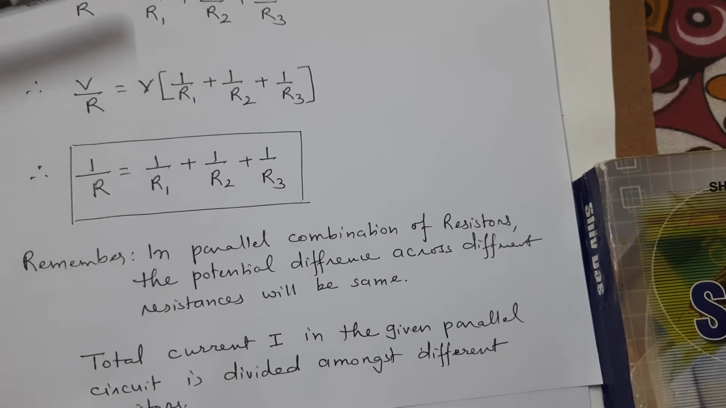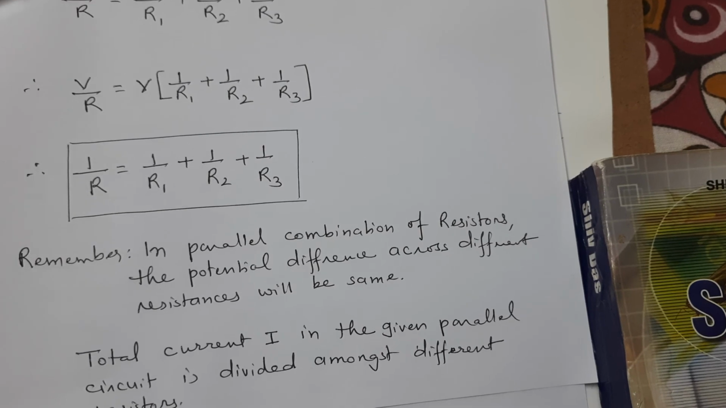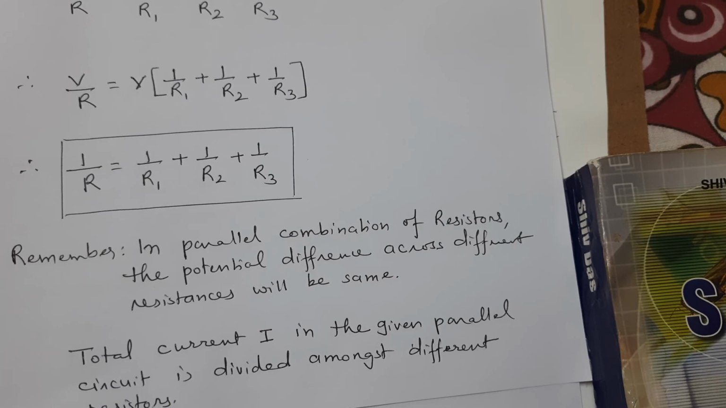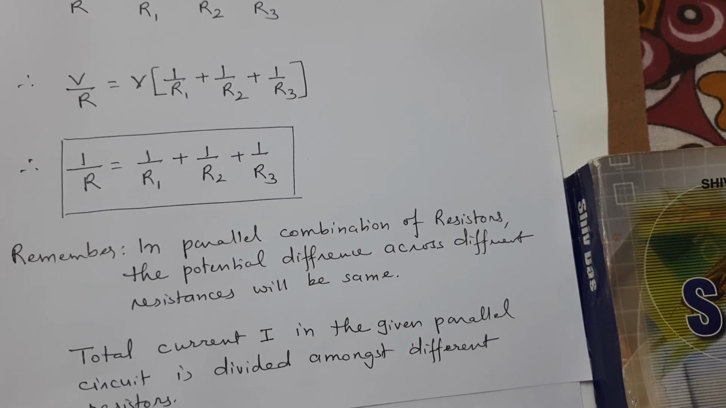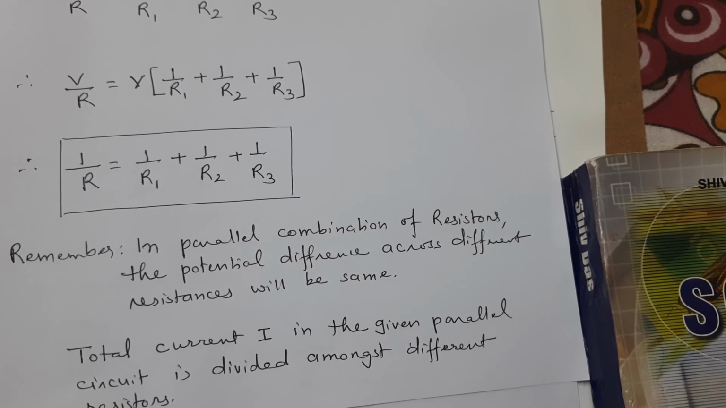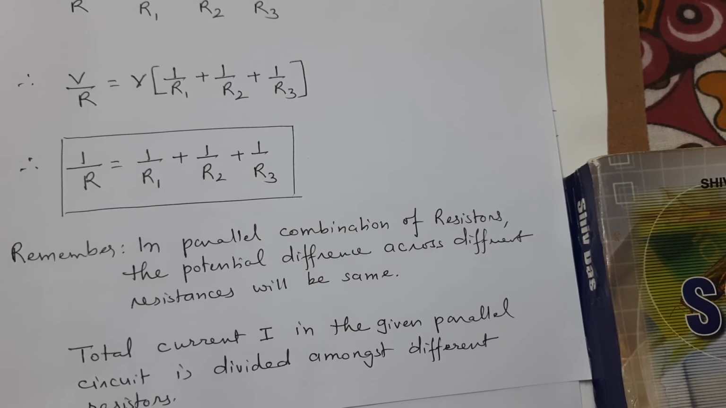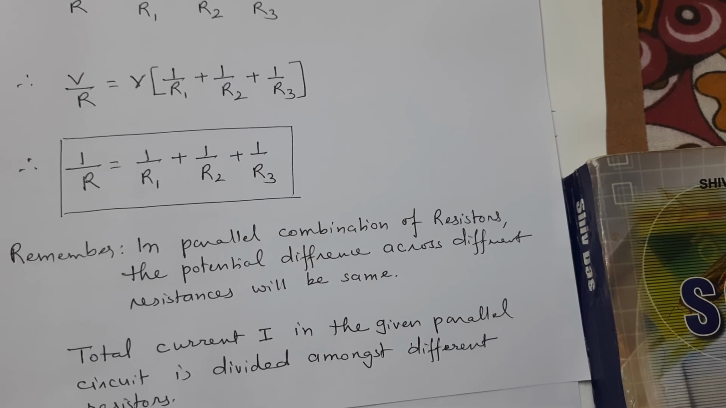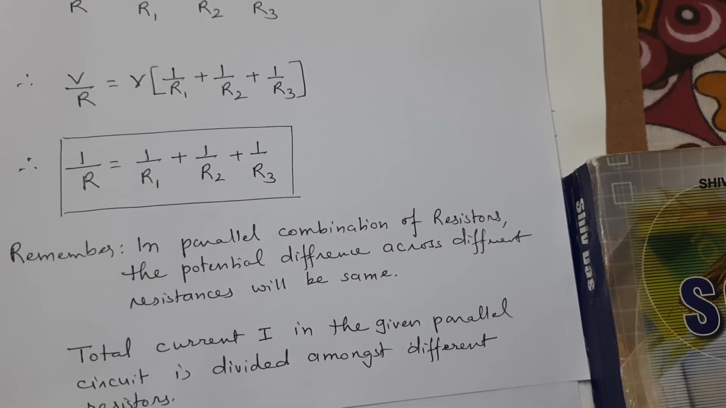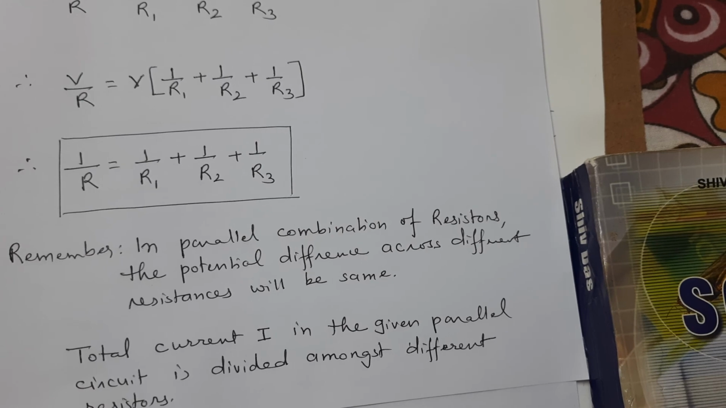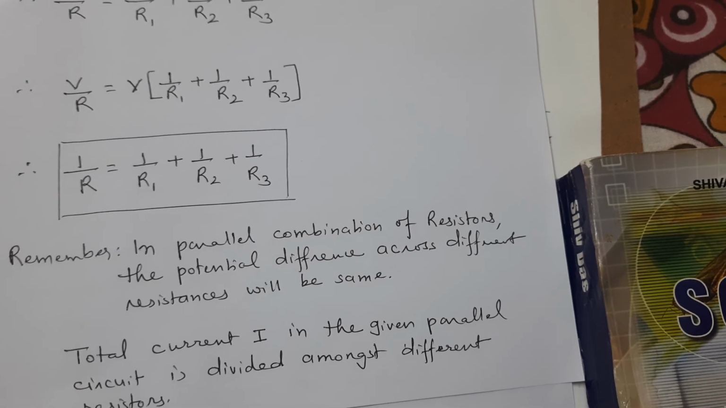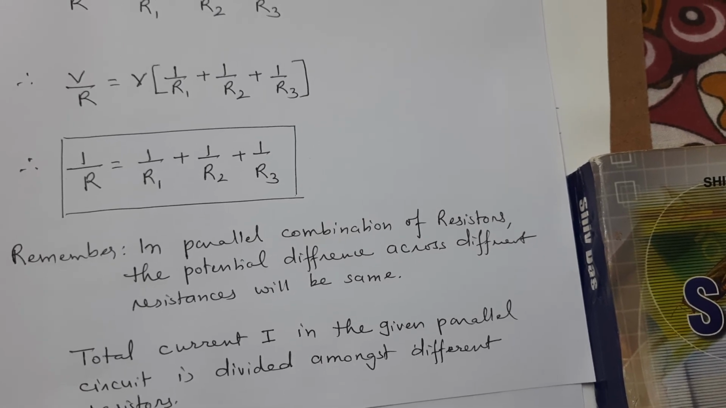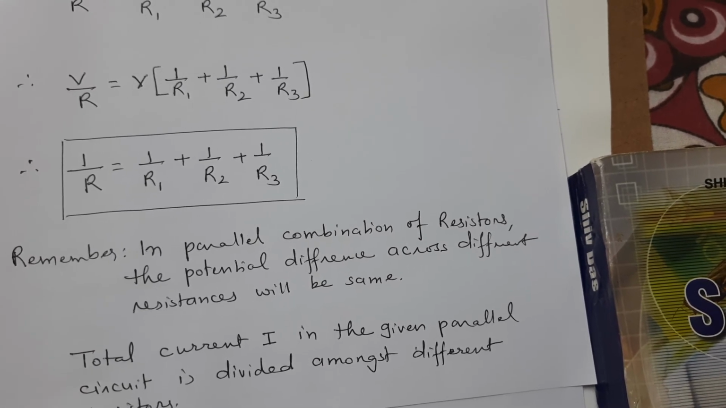Remember, in a parallel combination of resistors, the potential difference across the different resistances will be the same, because in this particular circuit we have seen that the potential difference remains the same. The total current I in the given parallel circuit is divided among the different resistors, as I stated earlier. Different currents are drawn by the three different resistors. So that is what resistance in series and resistance in parallel are. That is how we derive these two results.